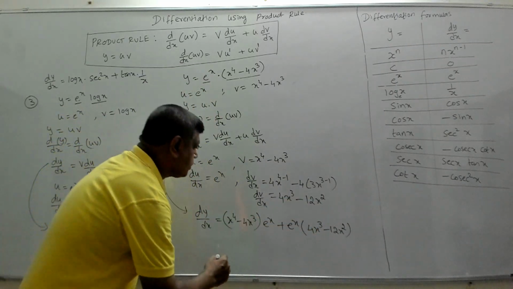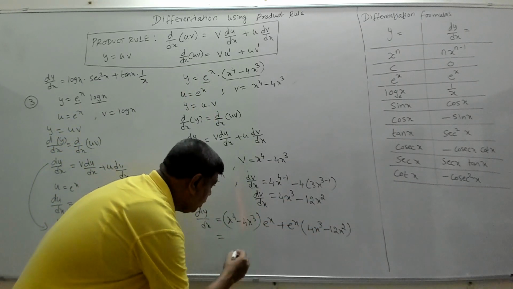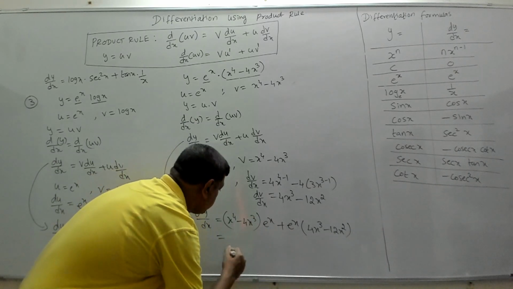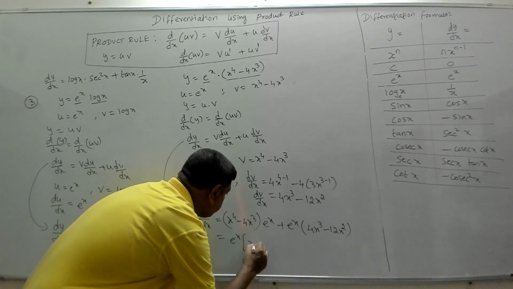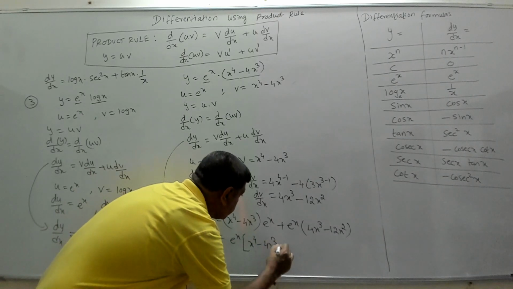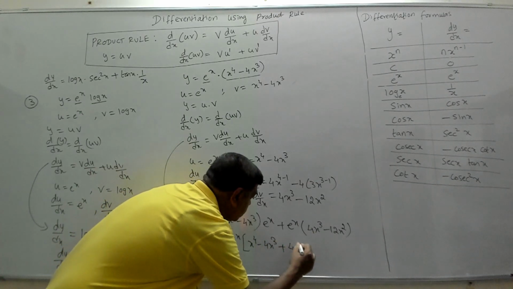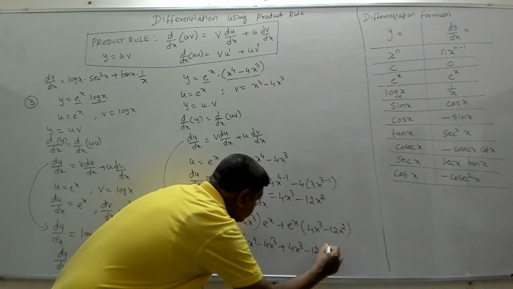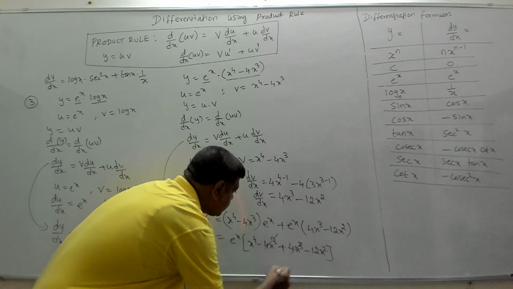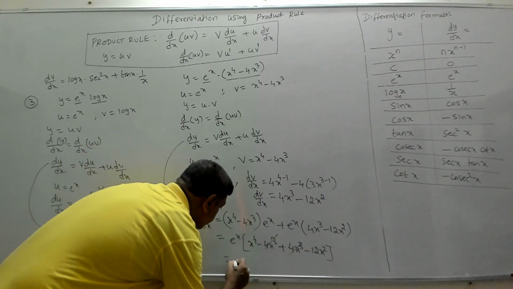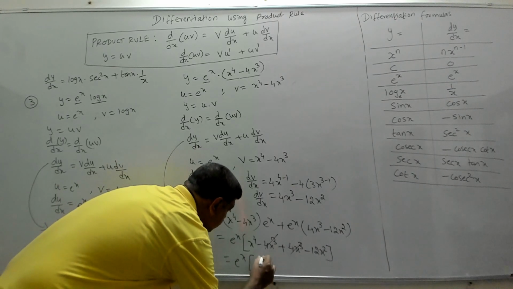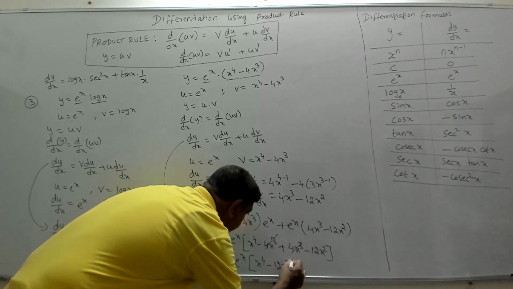Now if you simplify this, what do we get? Now we can take e power x common, e power x in both. So if you take e power x common, you get x power 4 minus 4x cube plus 4x cube minus 12x square. Right? So these two will get cancelled, minus 4x cube plus 4x cube. You get e power x into x power 4 minus 12x square.